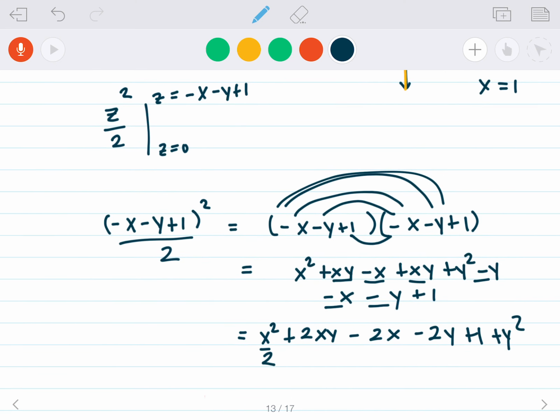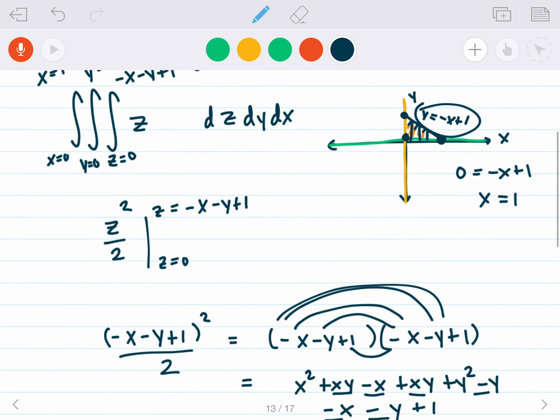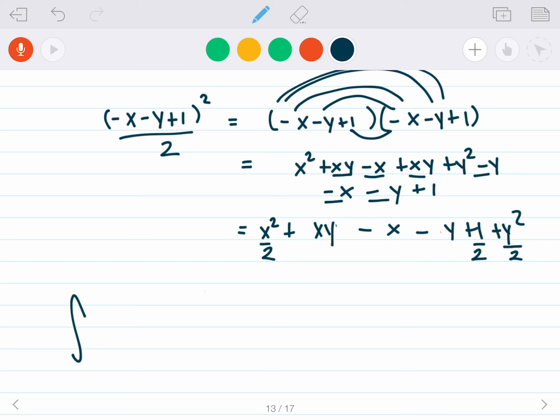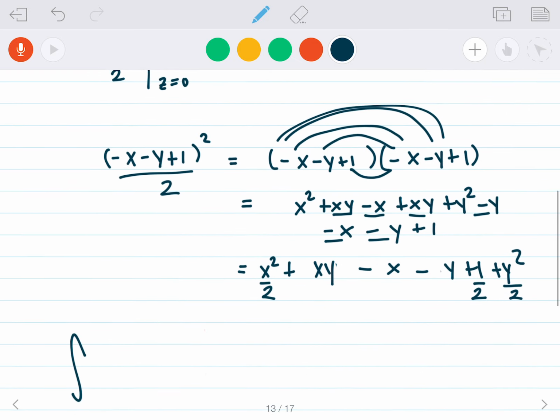So that's over 2. This is just going to clear to xy. This is going to clear to negative x when we divide by 2. This is going to clear to negative y. Plus 1/2 plus y over 2. Okay. So that's that. Okay, so now I want to integrate this with respect to y. So I'm going from 0 to negative x plus 1.